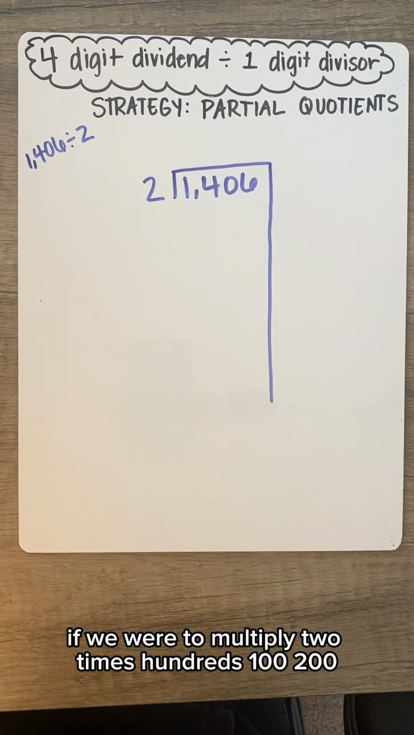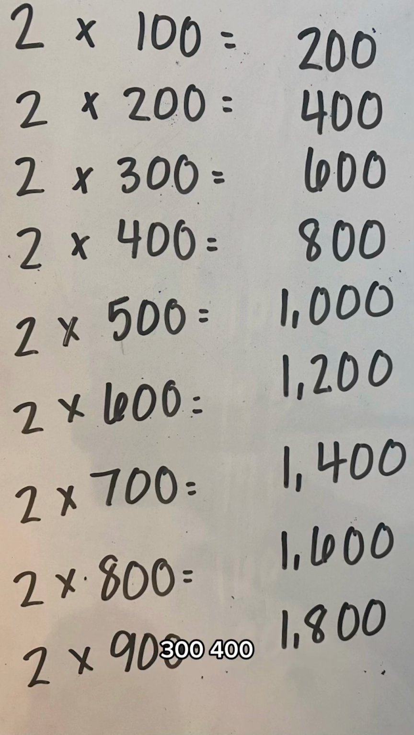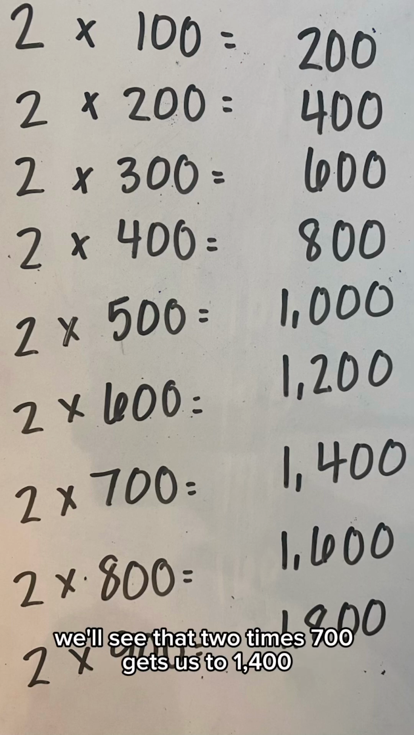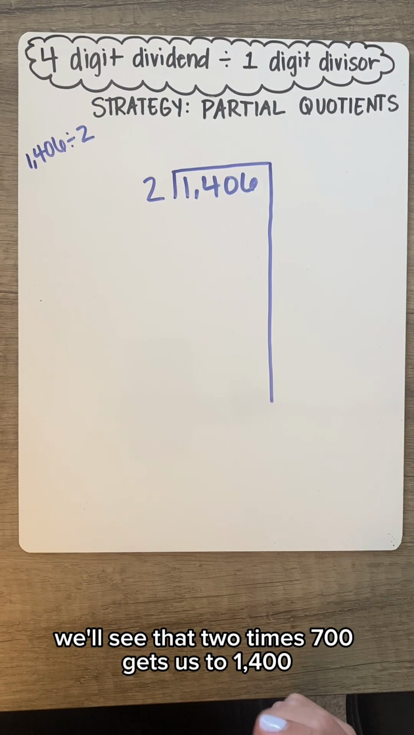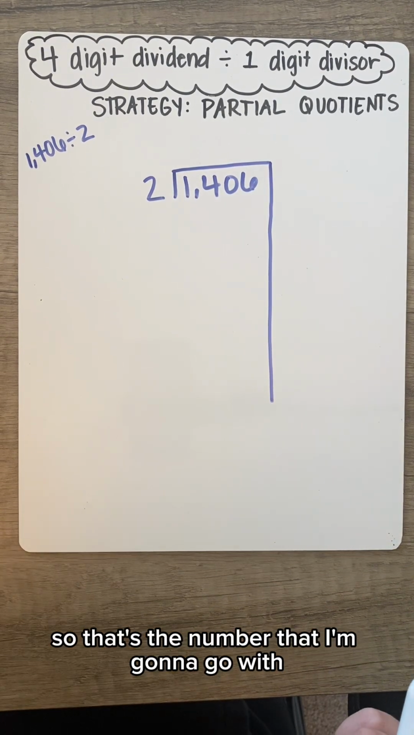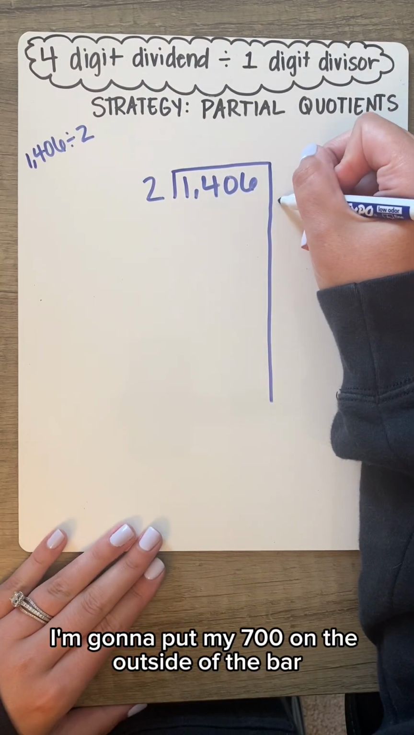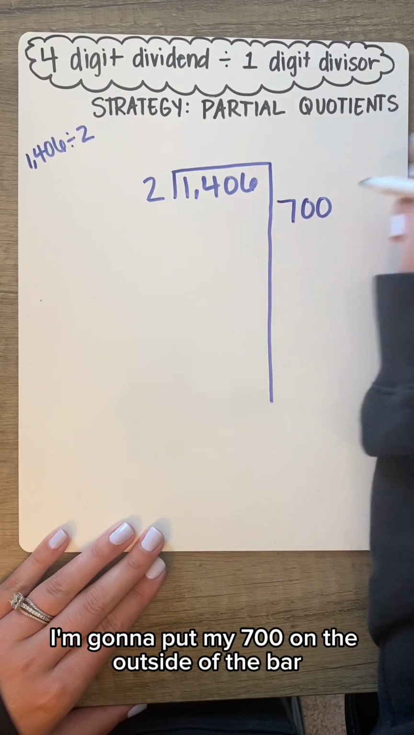If we were to multiply 2 times hundreds, 100, 200, 300, 400, we'll see that 2 times 700 gets us to 1,400, which is very close to our dividend. So that's the number that I'm going to go with. I'm going to put my 700 on the outside of the bar.